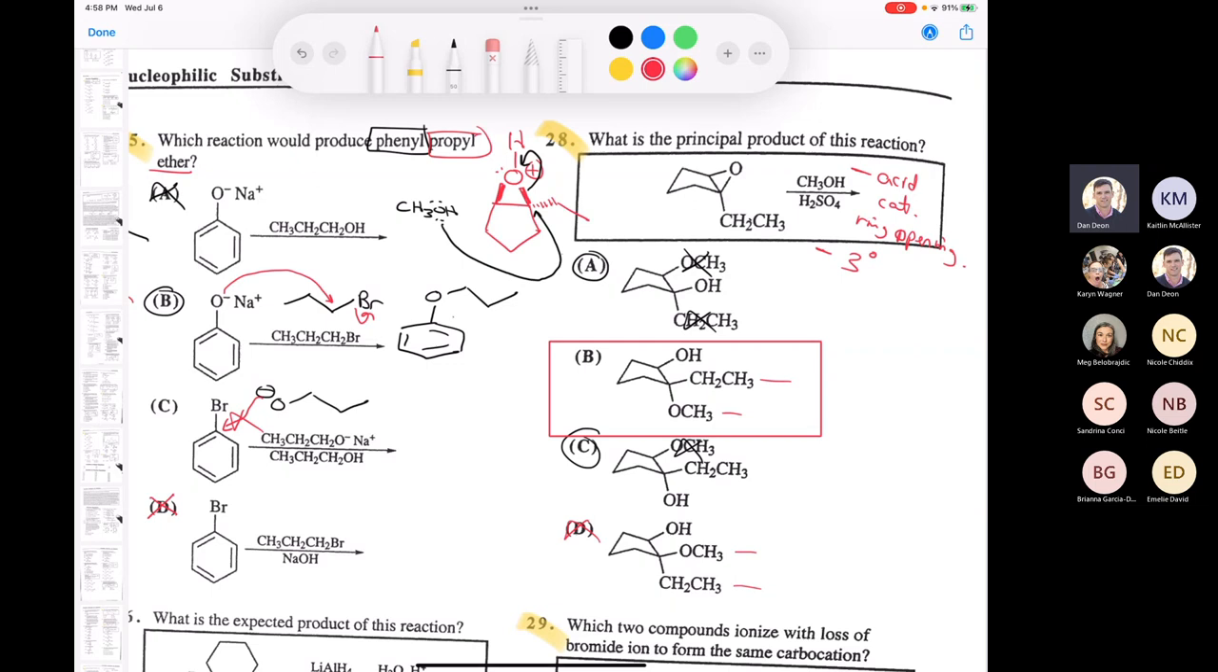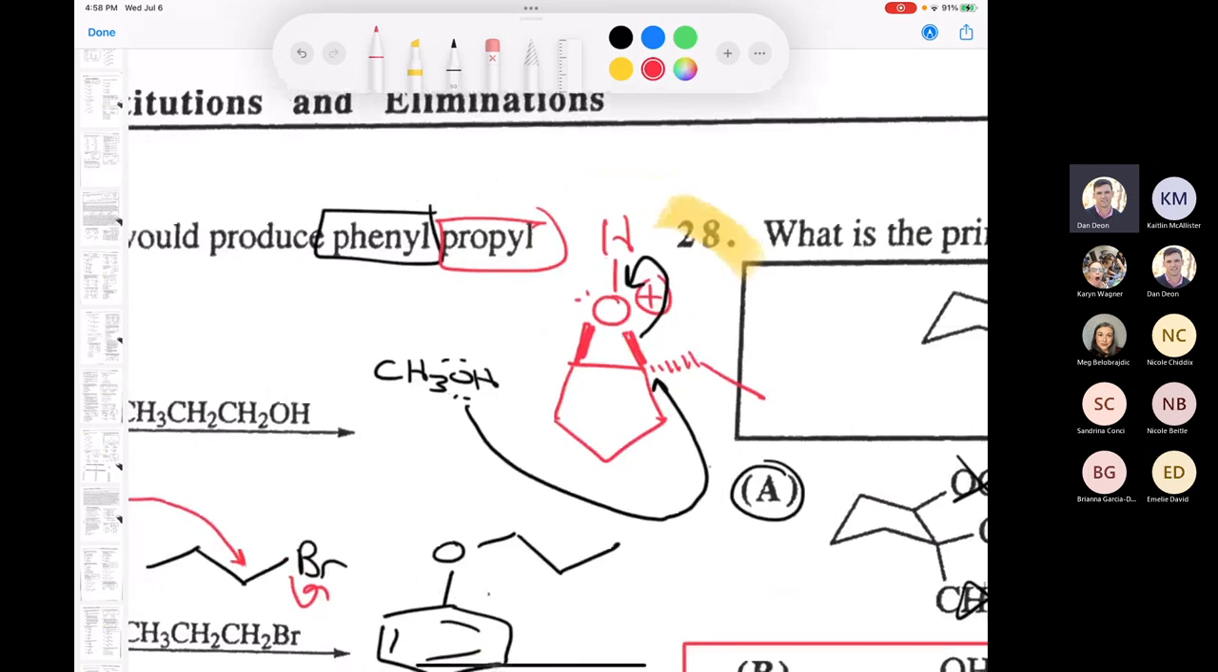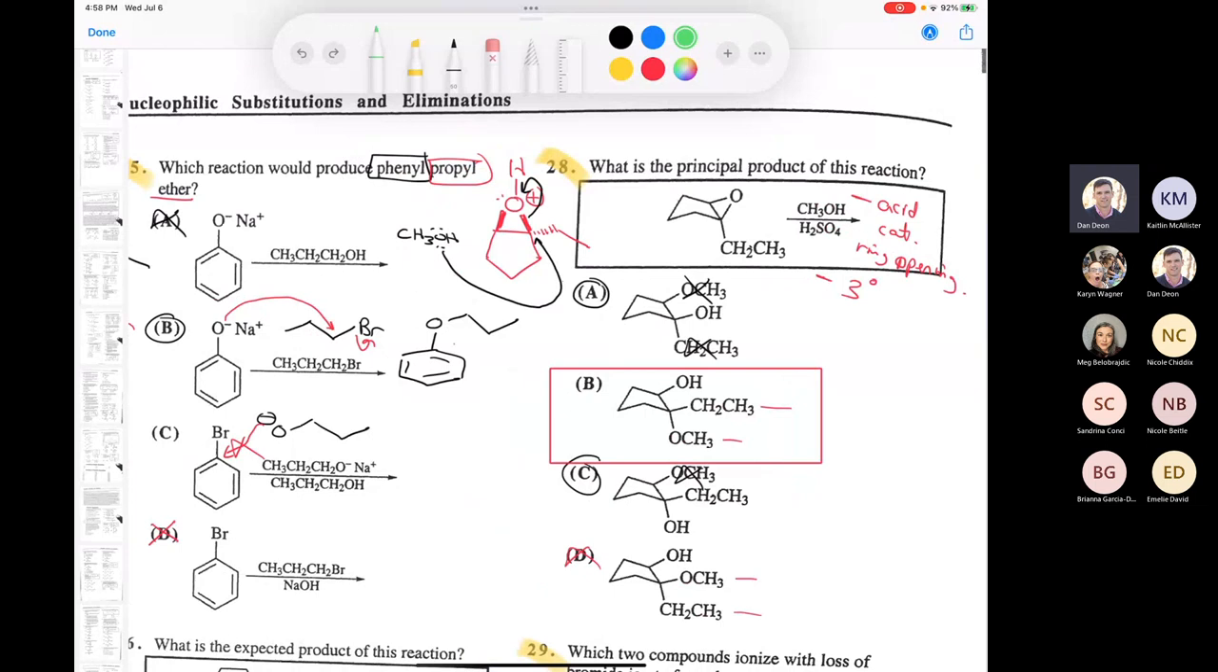But the reason why it attacks such a hindered carbon, you might be wondering, why would it do that? It's so hindered. It's because the positive charge passes through this carbon, if you will. And when it does, a positive charge is more stabilized on a tertiary carbon than a secondary and a primary. So that's the explanation for why this is a very special case. All right. So again, this would fall under the ethers and epoxides chapter.